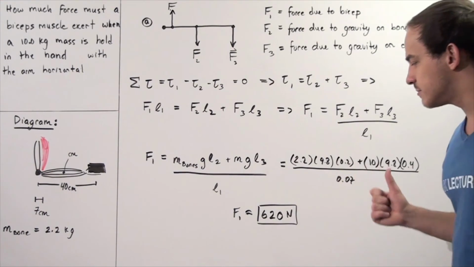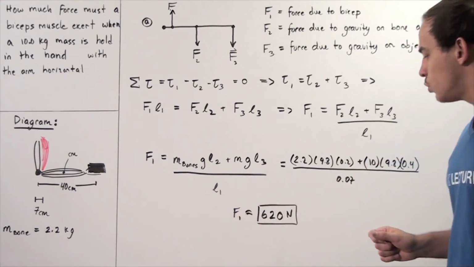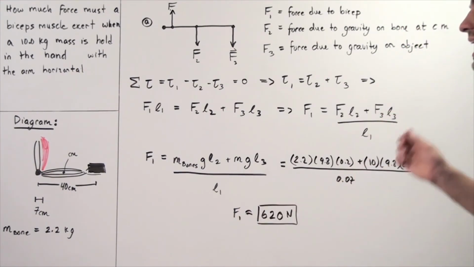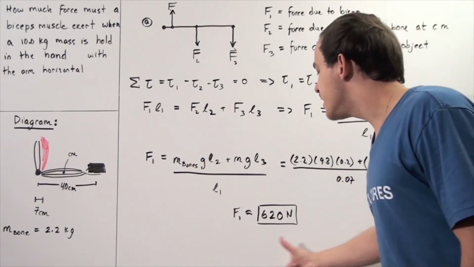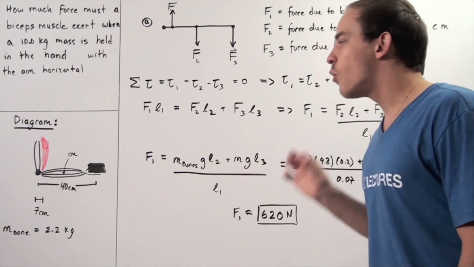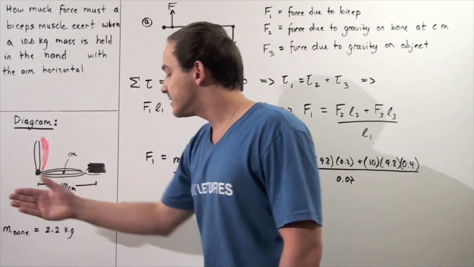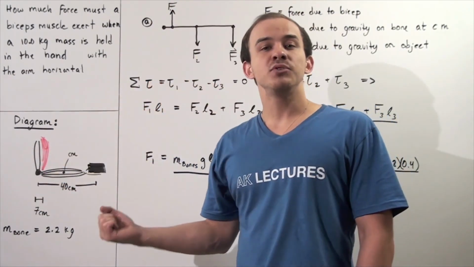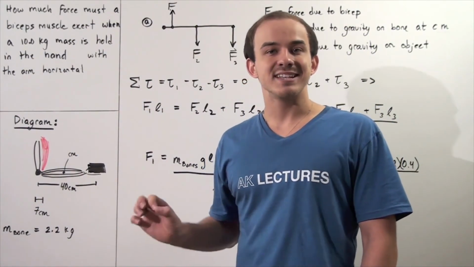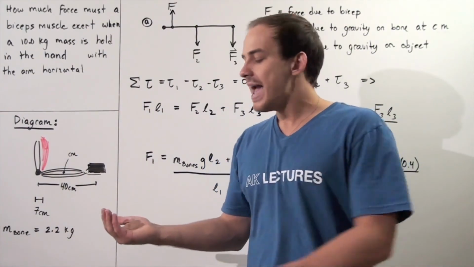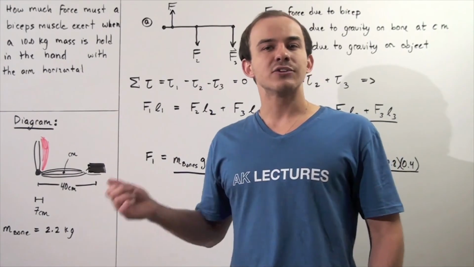And we get approximately F1 is equal to 620 newtons. So this is the force required by the biceps muscle for our entire arm to be completely stationary, to exist in static equilibrium, meaning it's not rotating and it's not translating.